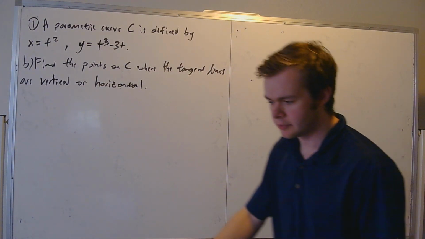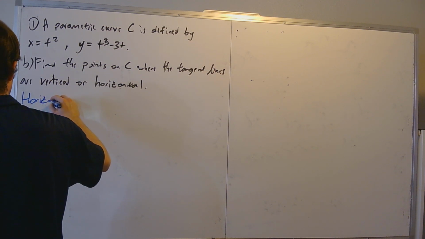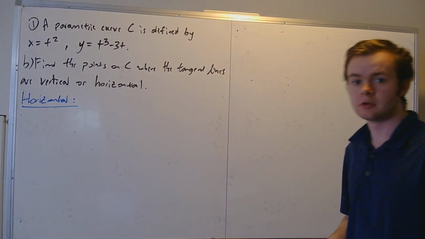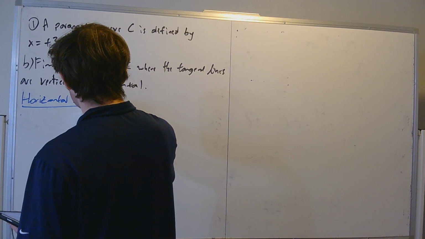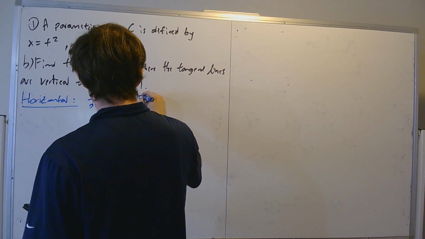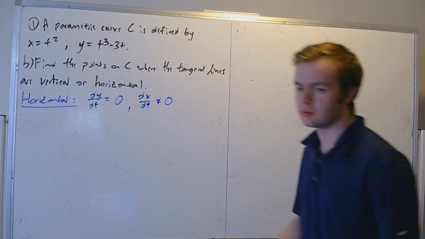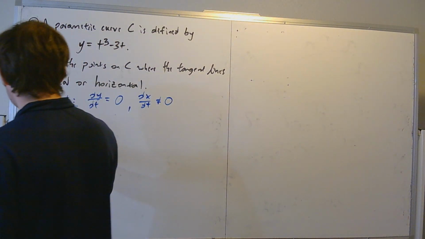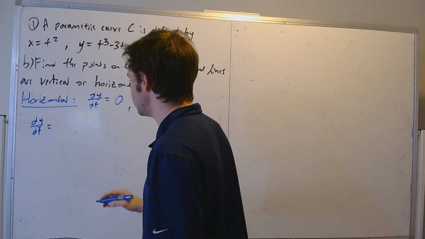Okay, so first we're going to write down here where it's horizontal. Remember, if something is horizontal, then y is not changing. So we know that the derivative of y with respect to t has to be equal to 0, and the derivative of x with respect to t is the thing that's non-zero, because if it's horizontal, the y is not changing.